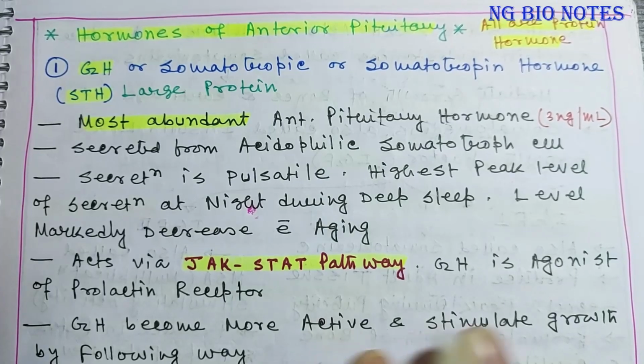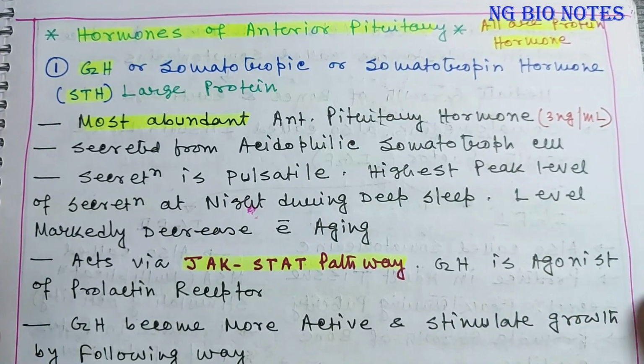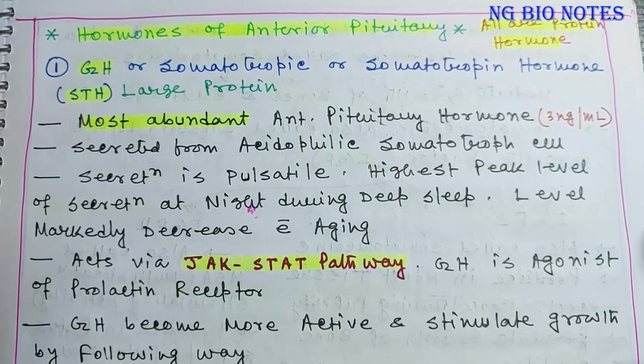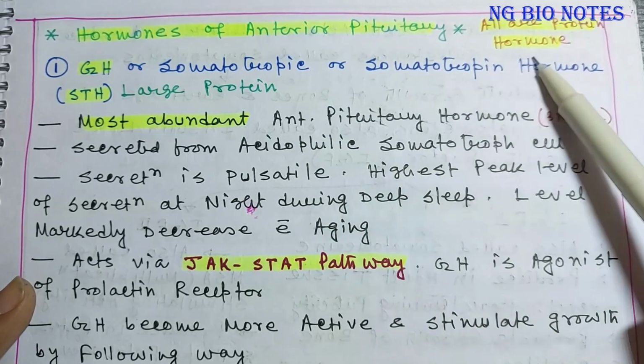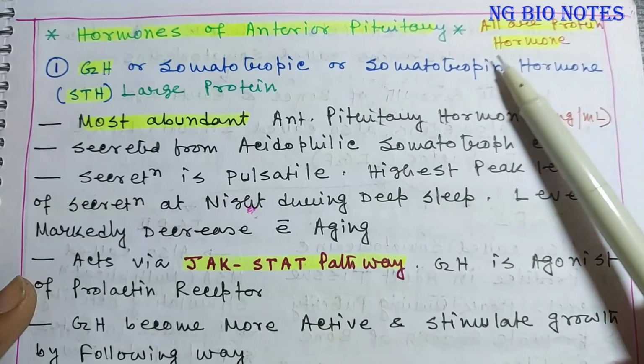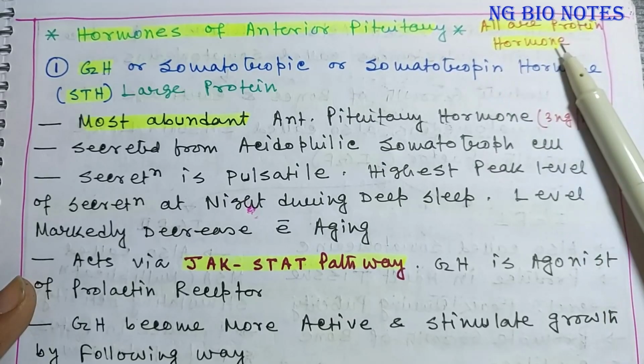In the previous video, we discussed the origin and histology of the pituitary gland, and in this video we will discuss different types of tropic hormones which are secreted from the adenohypophysis and also their deficiency syndromes. All the hormones secreted from the adenohypophysis are protein hormones, right?